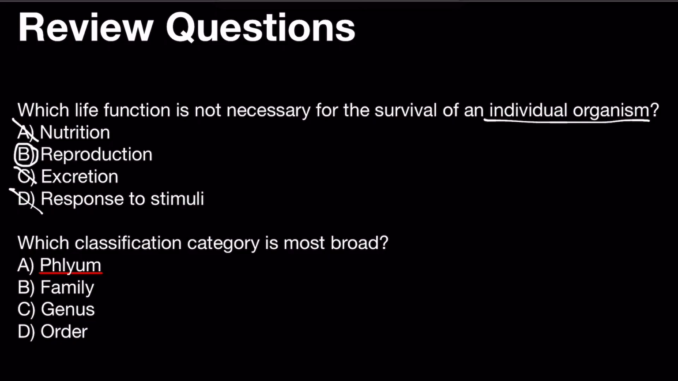The second question we have is which classification category is most broad? And it lists out phylum, family, genus, and order. So here is where we want to use our mnemonic. It goes, did King Philip come over for good soup? And we want to see which is most broad. So first we have phylum, which is right there. I'll put a little star. Next is family, which is down here. So family is more specific, so we can cross that out. Genus is all the way down here below family, so it would not be genus. And then order is right here. So our best answer using our mnemonic would be phylum, because phylum comes before all of the others.